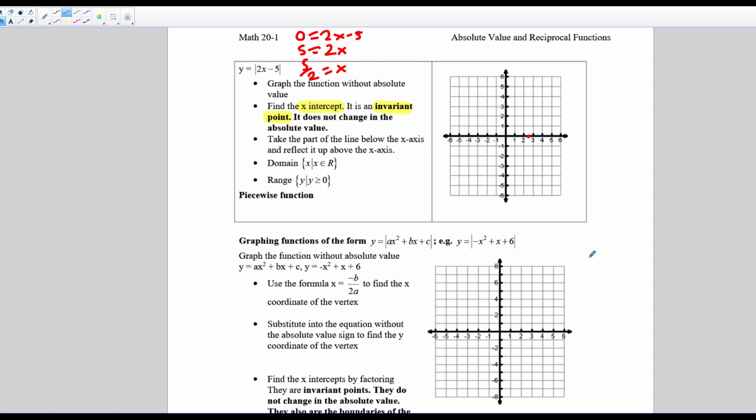Here you can pause the video and try to graph the absolute value function and then write out its piecewise function as well, and then unpause to check your work.